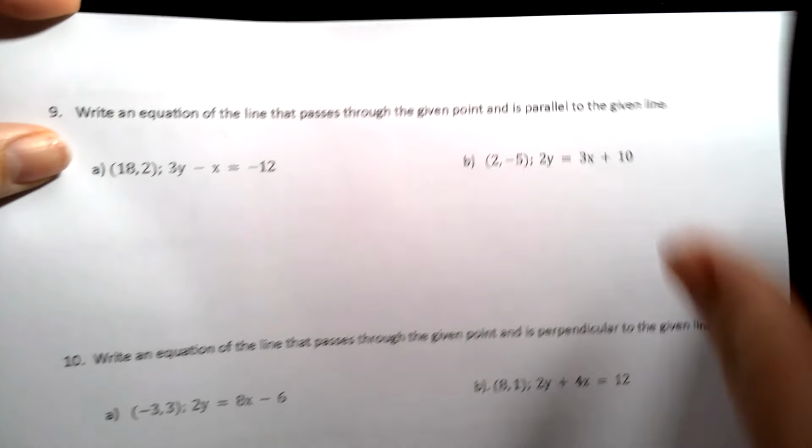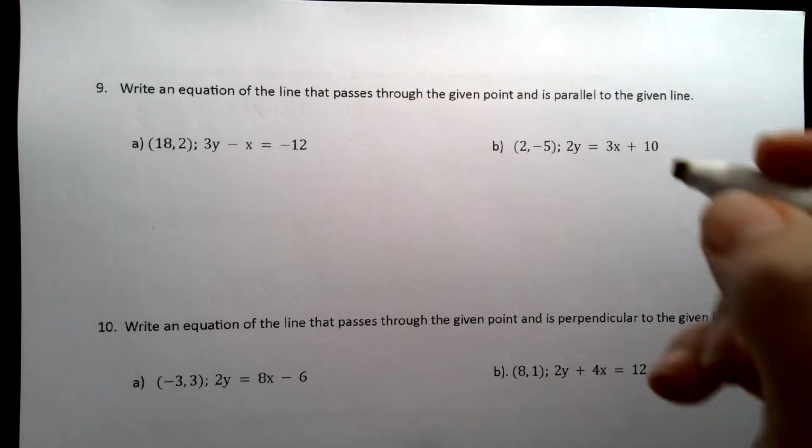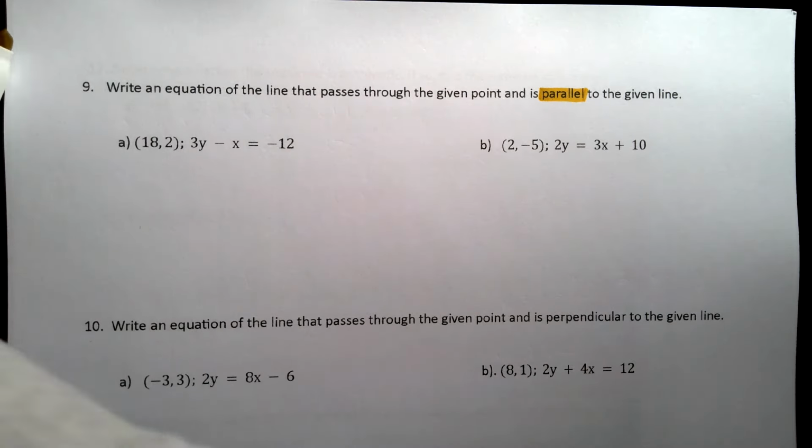Alrighty, question number 9. Let me adjust my papers here. Write an equation of the line that passes through the given point and is parallel. Okay, parallel. Parallel means same slope, identical slope.